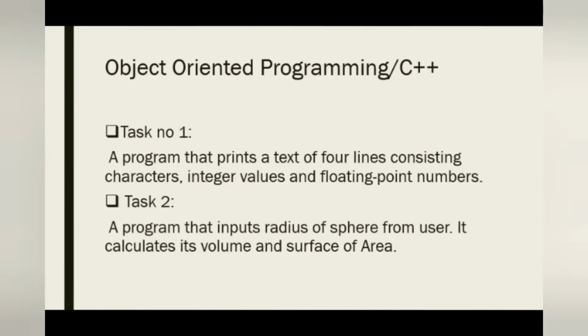In this video there are two tasks about C++ which are from chapter number 4 of object-oriented programming. Task number 1 is a program that prints a text of 4 lines consisting of characters, integer values and floating point numbers. And task number 2 is a program that inputs the radius of a sphere from the user. It calculates its volume and surface area. So let's go to the video.